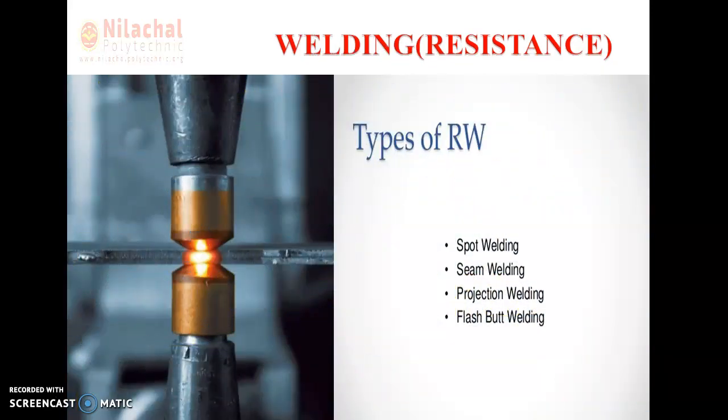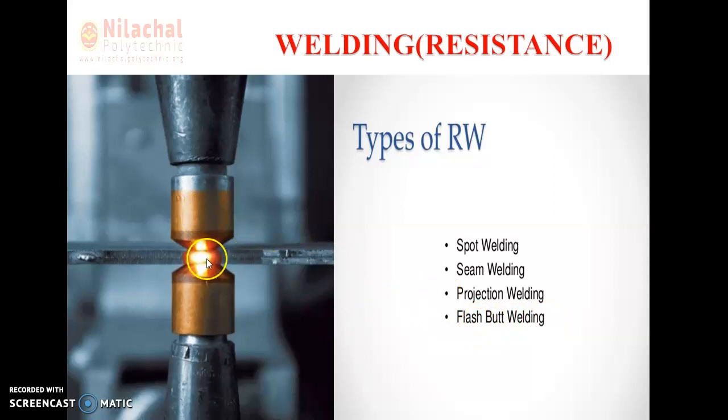So here we come to the different types of resistance welding processes. Again, you can see in this slide, you already have spot welding, seam welding, projection welding, and flash welding. And another welding is there, known as butt welding. That means flash and butt are two different types of welding process. Here in this slide, these are combined, so you can write flash welding and also butt welding.